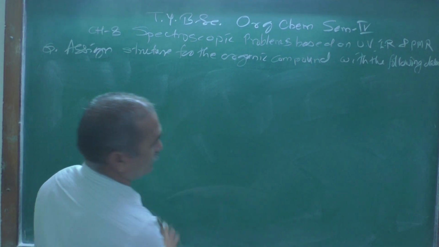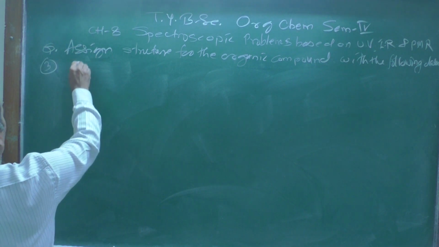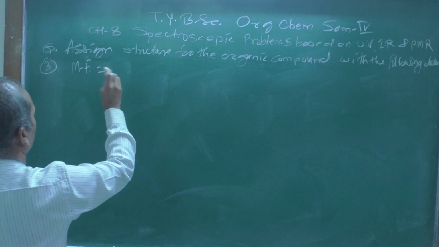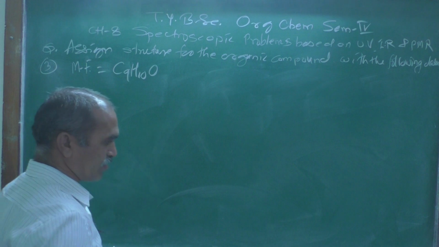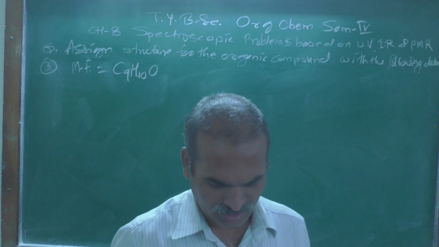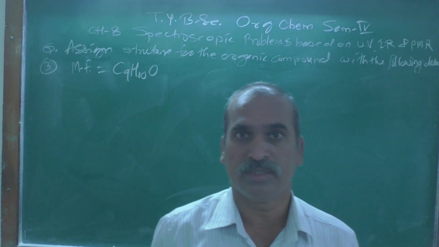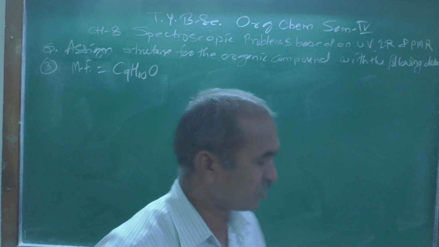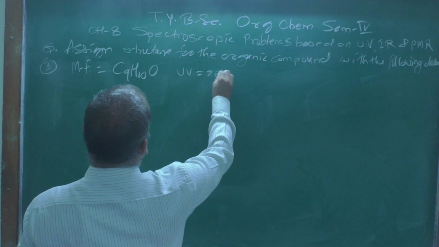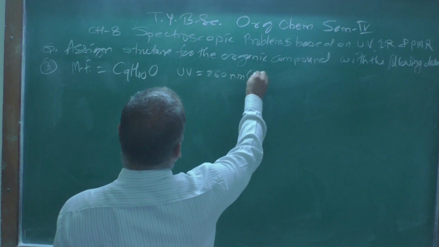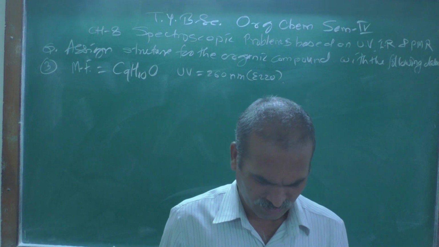Now see, example number 3. The molecular formula is given, C9H10O, and from that we are going to find out the correct structure of the organic compound. The UV data is also provided, which is 260 nanometer, epsilon 220, that is the coefficient given.